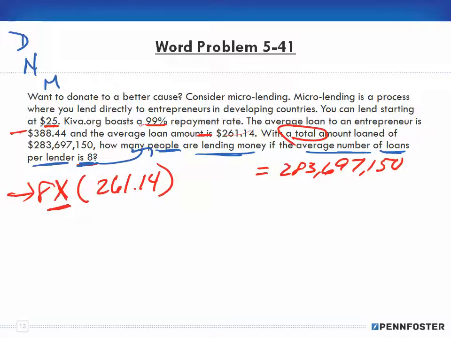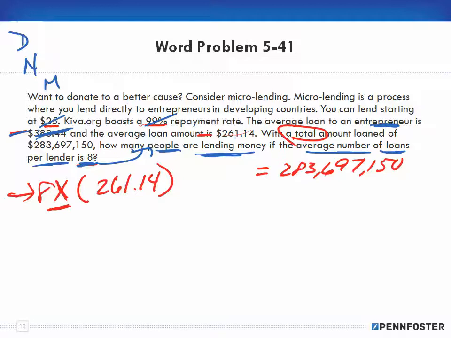So what I have here is $25, which has nothing to do with this problem. Because they can start lending at 25 doesn't mean that they're lending 25. That's just a starting amount. As we know, the average loan amount is 261. That's what's important. Kiva boasts a 99% repayment rate, which has nothing to do with the problem. The average loan to an entrepreneur is 388.44, and the average loan amount is 261. Again, this information has nothing to do with the problem. It's talking about an average loan to an entrepreneur, but we're talking about how many people are lending.